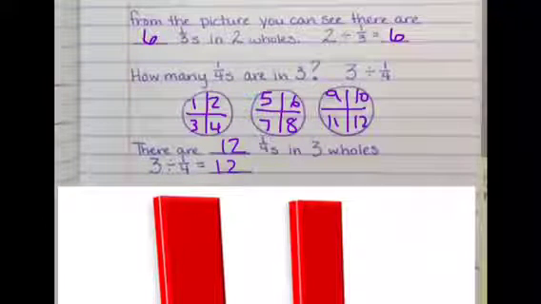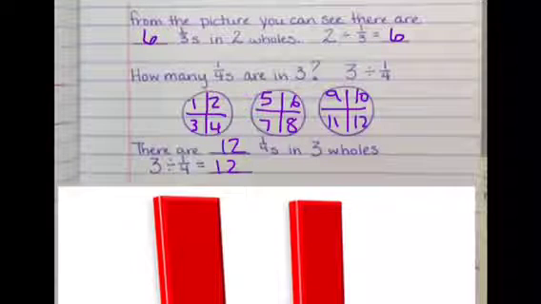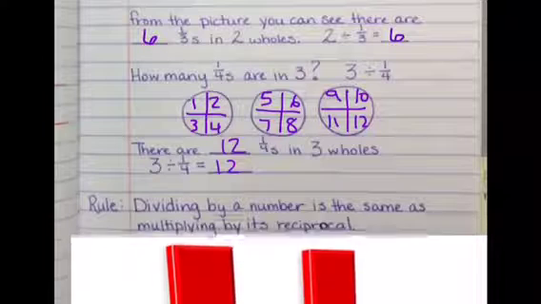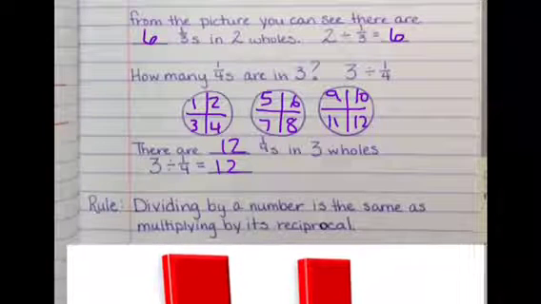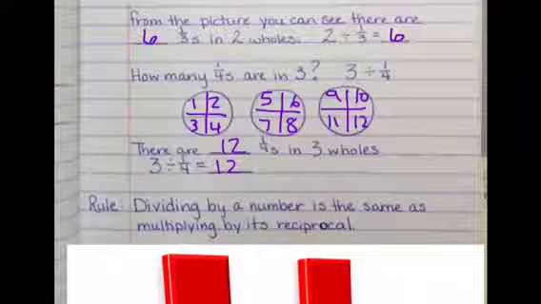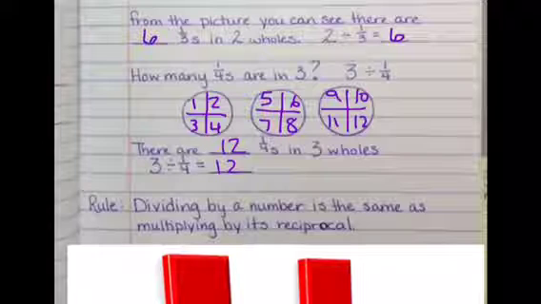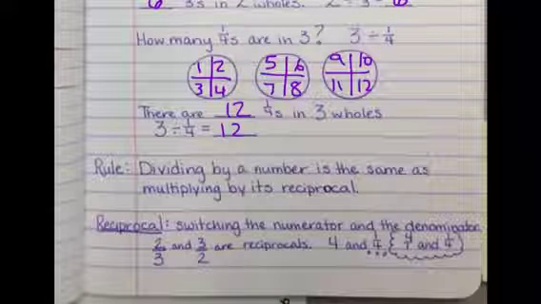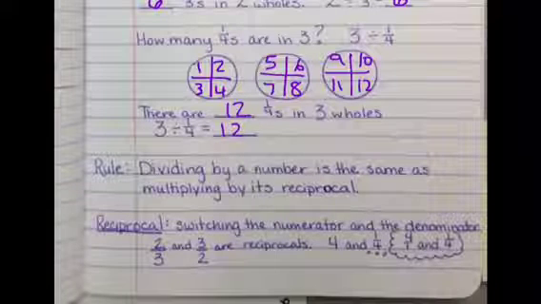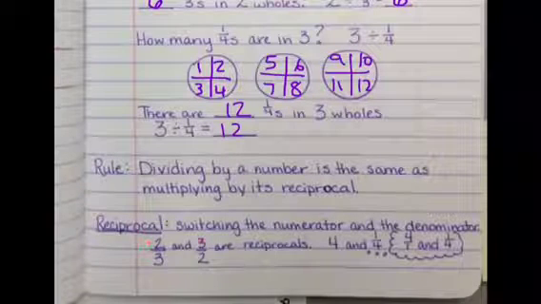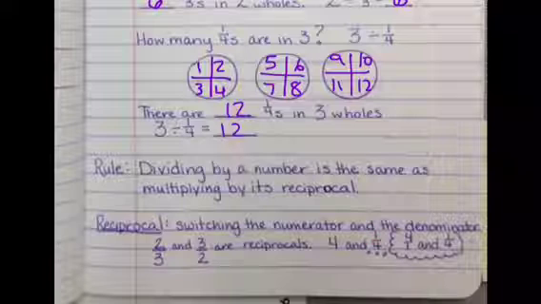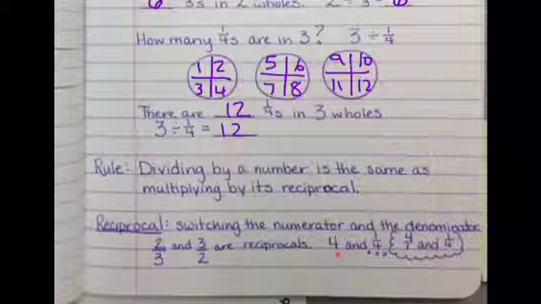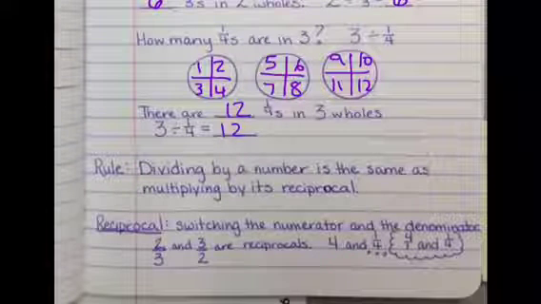We saw a pattern that we talked about in class, and the rule was: dividing by a number is the same as multiplying by its reciprocal. And the reciprocal is when you are switching the numerator and the denominator. So 2/3 and 3/2 are reciprocals. 4 and 1/4 are reciprocals.